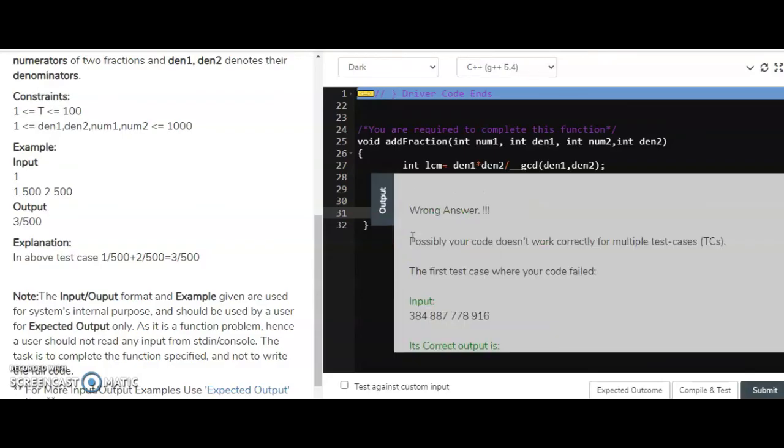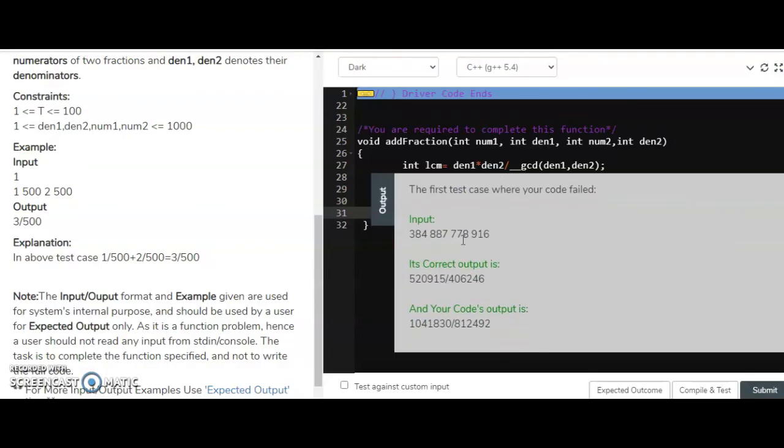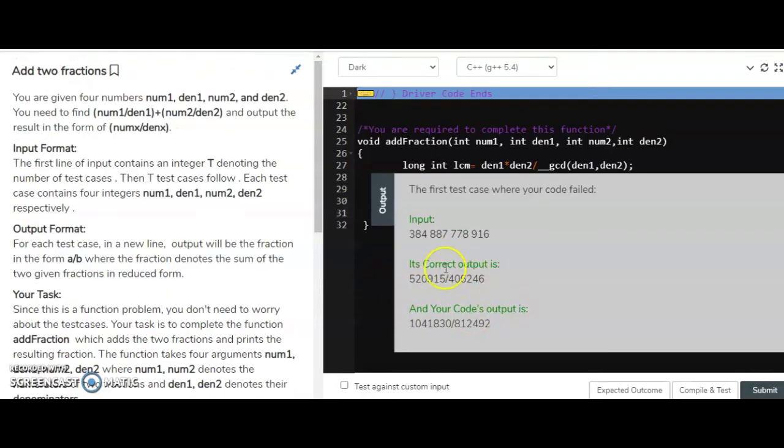So let's see. Your code doesn't work correctly for this. Its correct output is this and your output is this. So let's check the error first. Looking at the error, I get the idea that we got the answer, but we are not dividing these two terms. Let me explain. What we are getting is 8 divided by 16, but we have to show the output as 1 by 2.